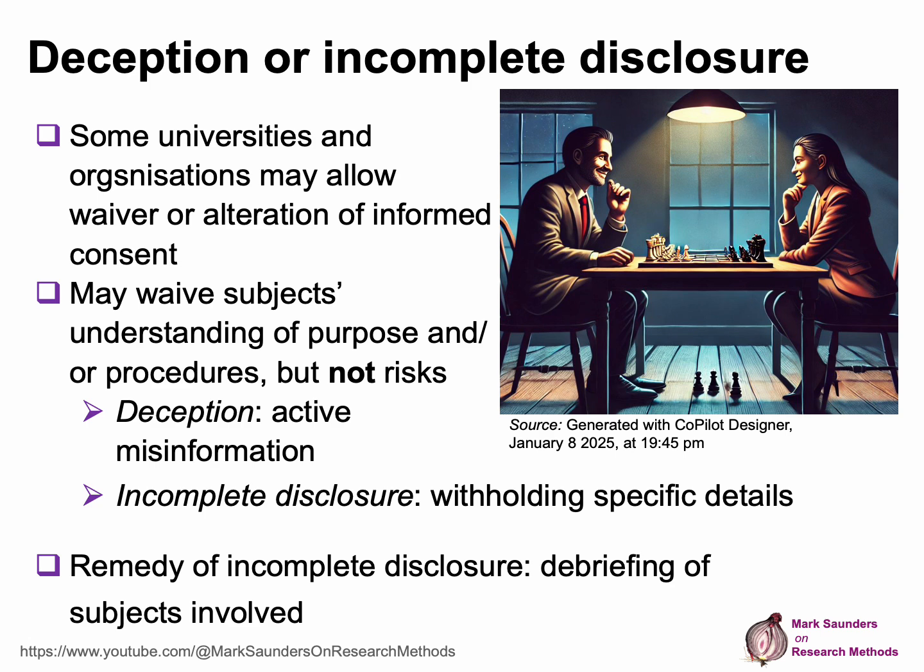We need to stop a moment and think about deception or incomplete disclosure. And the picture here shows what incomplete disclosure can look like. There's parts which have remained hidden, in this case under the table. Now, some universities and some organisations may allow a waiver or alteration of informed consent. So what that means is they may waive the subject's understanding of purpose or procedures. So you don't actually tell them anything. But there needs to be an incredibly good justification for this. What will not be waived is risks or harm to the participants or research subjects, or indeed the respondents.